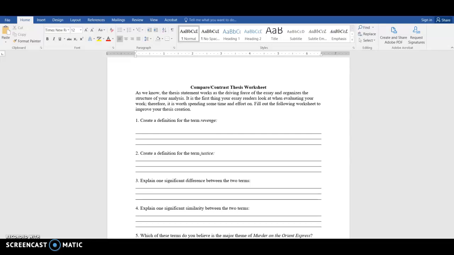Hello and welcome to this lecture on thesis worksheets for a compare and contrast essay. You can find this thesis worksheet on Canvas in our modules tab.